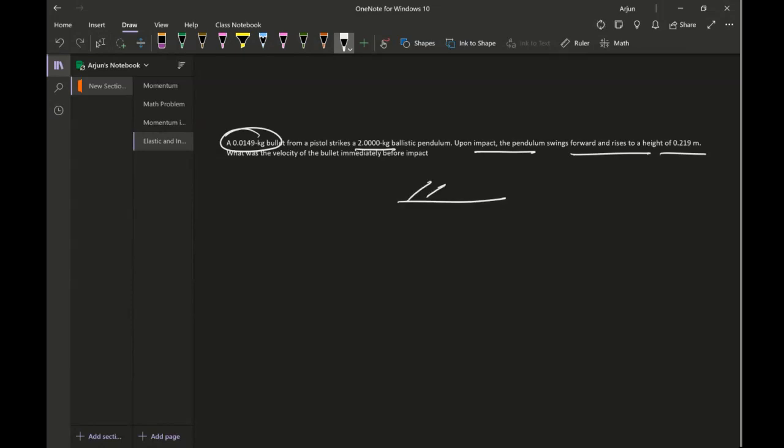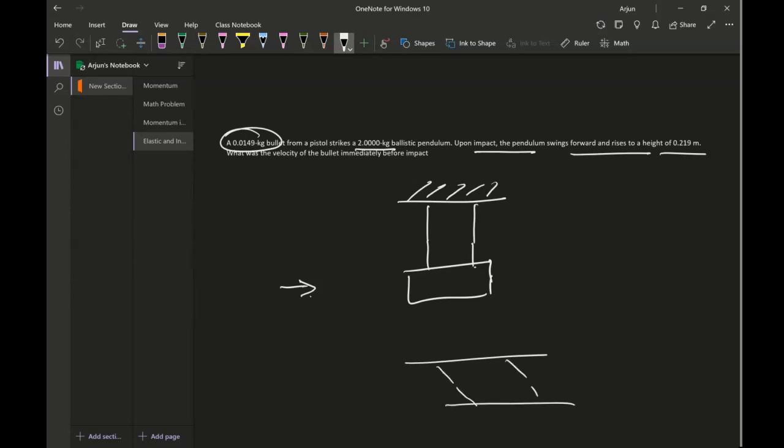So I'll draw the diagram for this. If this is the pendulum given to me, on this pendulum the bullet strikes, this is the bullet, and once this bullet strikes this pendulum, it gets embedded into the pendulum, and then the pendulum, because it is hinged from the top, moves in the upward direction like this. That's how the pendulum moves. Okay, let me redraw it. So it moves something like this.